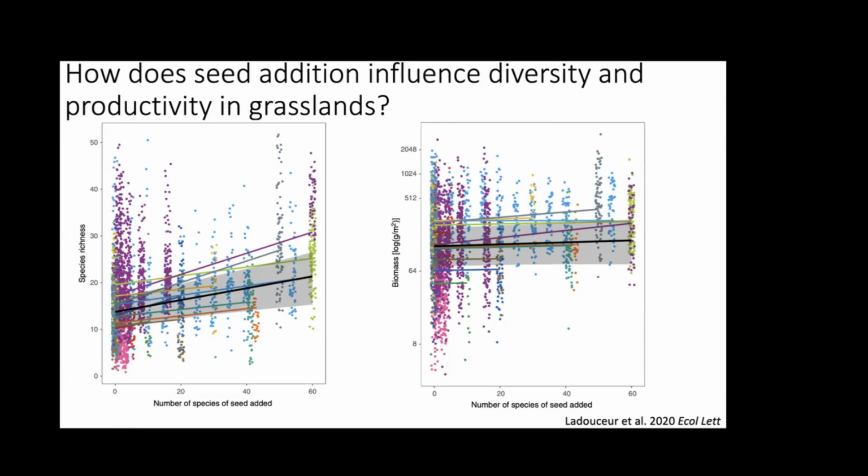And Emma was able to show that as we add more and more species of seed, we increase the species richness, but have no effect on biomass. As an example of how we use evidence synthesis and quantitative evidence synthesis to ask how this intervention of reducing dispersal limitation influenced the grassland community.